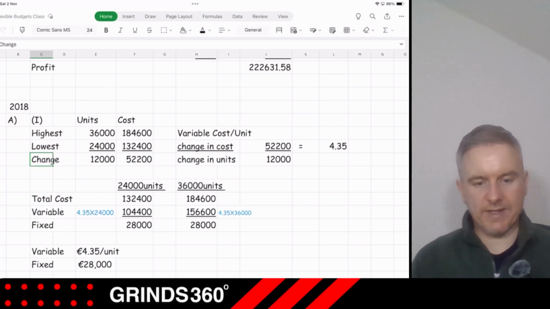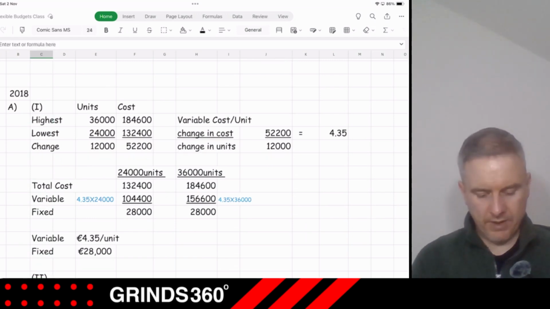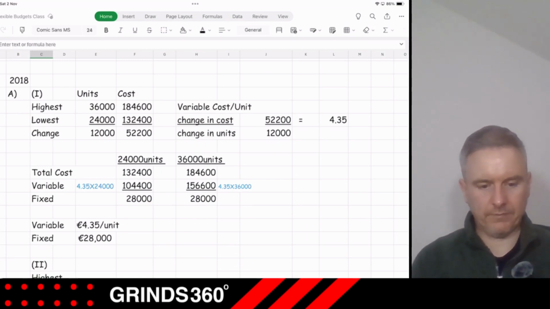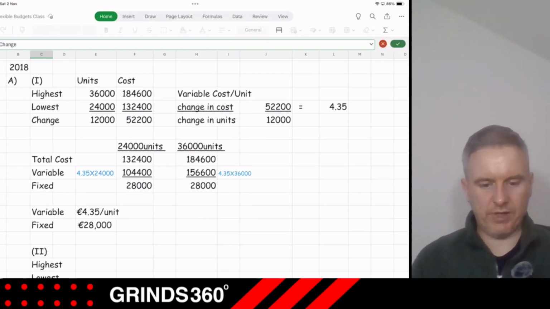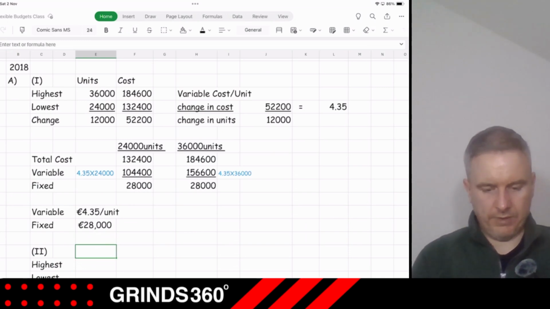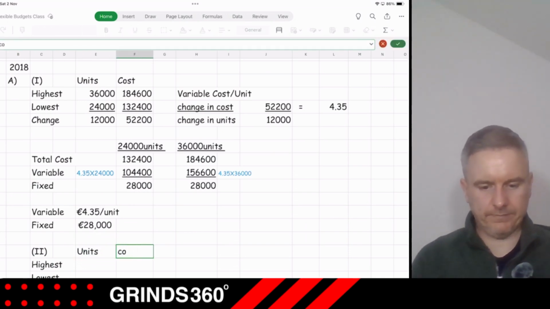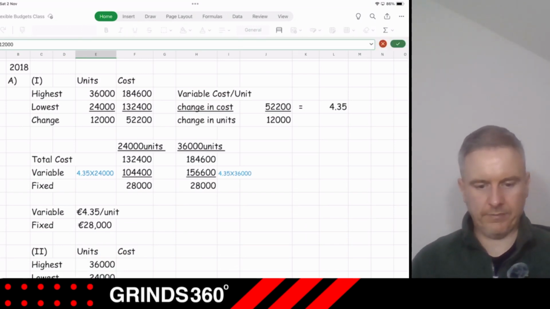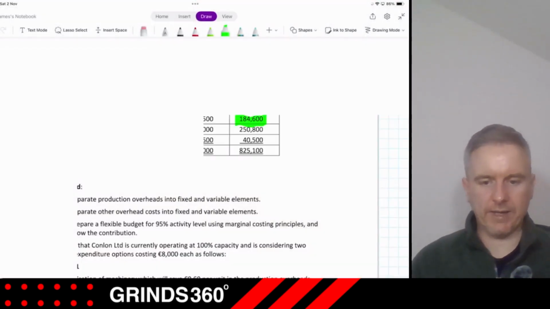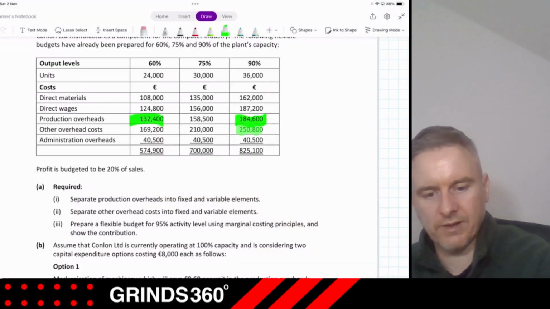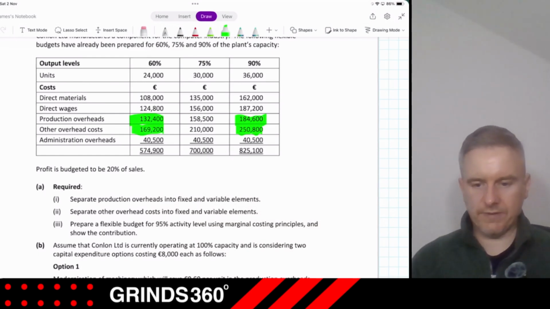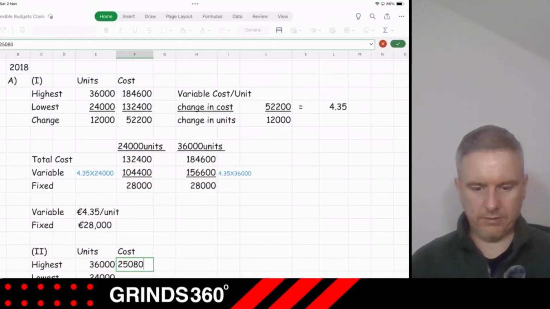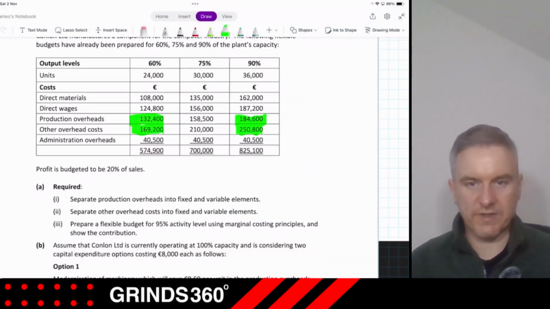So we're going to do the exact same layout again, and we're going to get it for our other overheads. So again, highest, lowest, change. So we're going to have units, we're going to have cost. So 36,000, 24,000, and we know the change is 12. The cost associated then. So go back, make sure you're taking the right thing. 250,800 and 169,200.